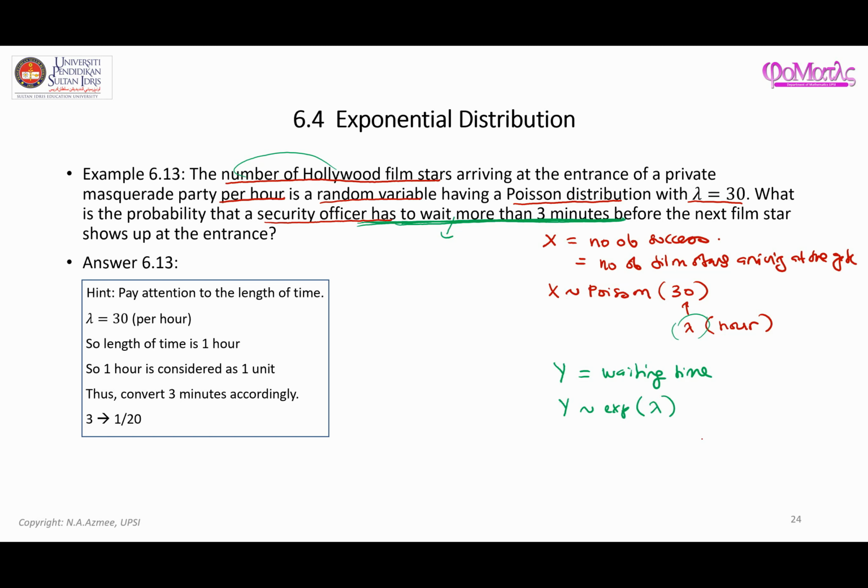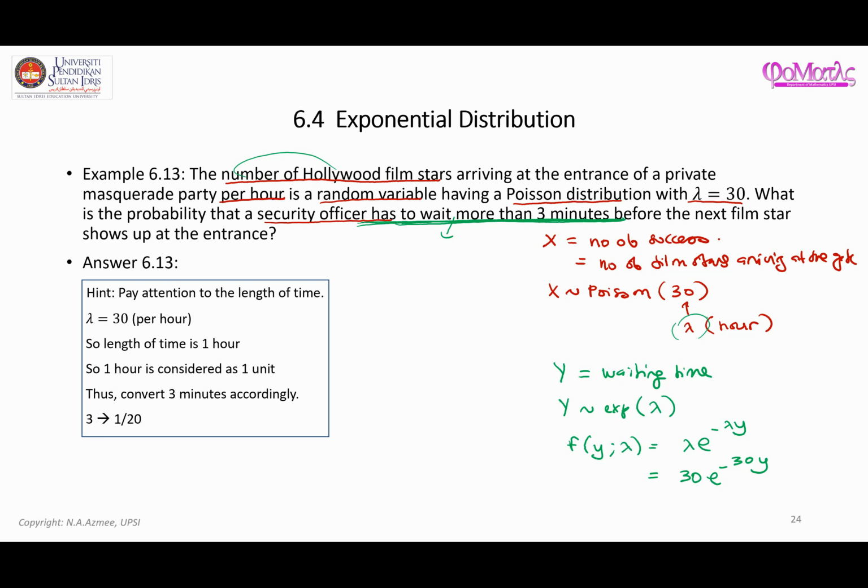And we know that the probability density function for that is going to look like this: lambda e negative lambda y, where y is our random variable. And we can also substitute lambda with the value, which is 30 e negative 30y. So that is our probability density function for y. Y is our random variable that represents the waiting time.